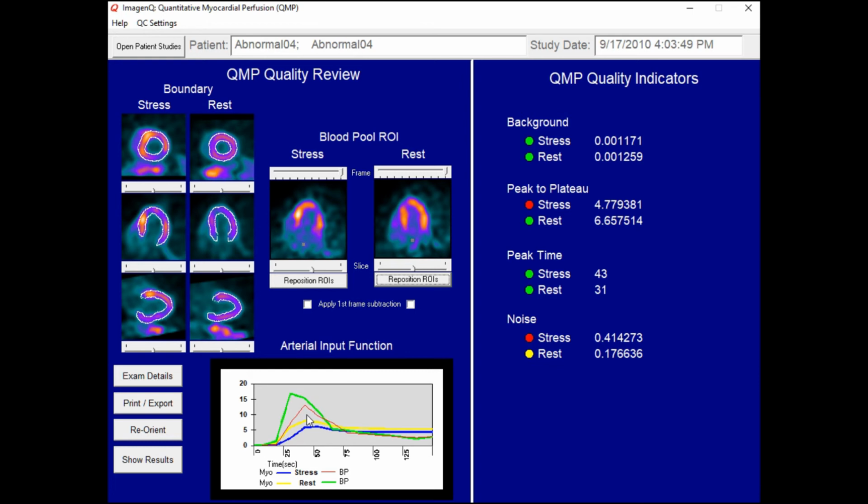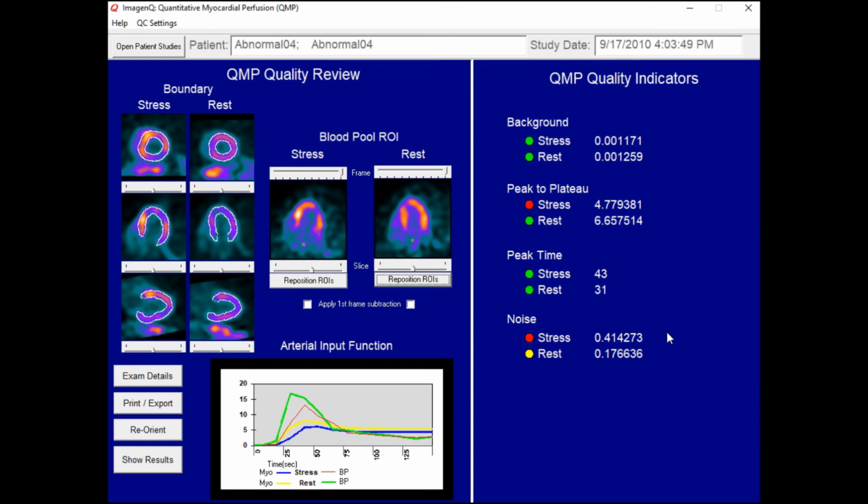So in this instance, this red light has nothing to do with the quality of the study, rather the functional state of the patient. So we can discount this red light as being a result of the patient's ischemia. And now we look at the stress numbers, and the stress has a high noise value of 0.41.